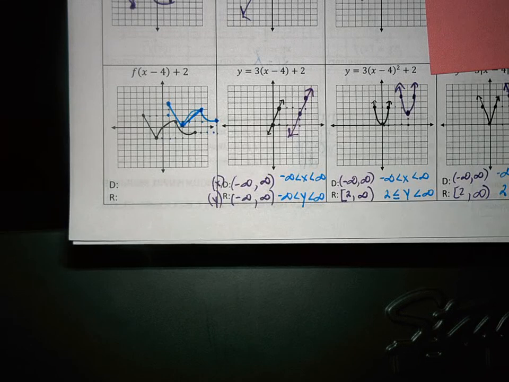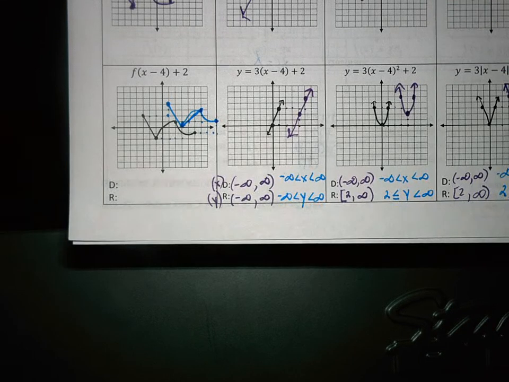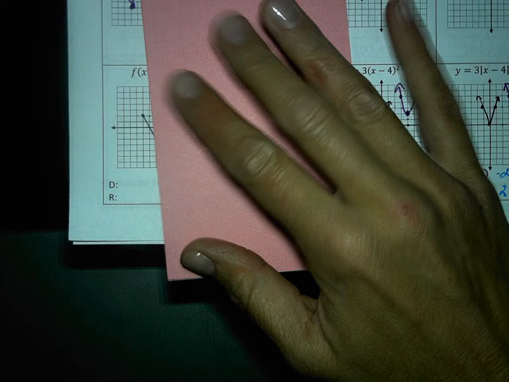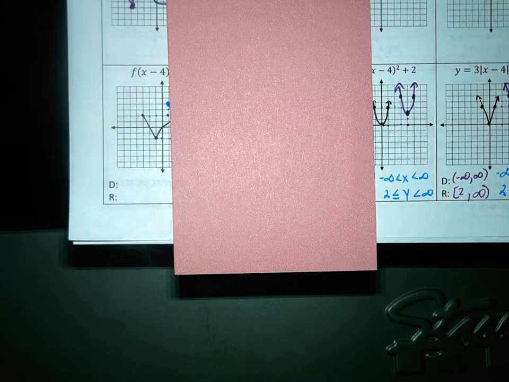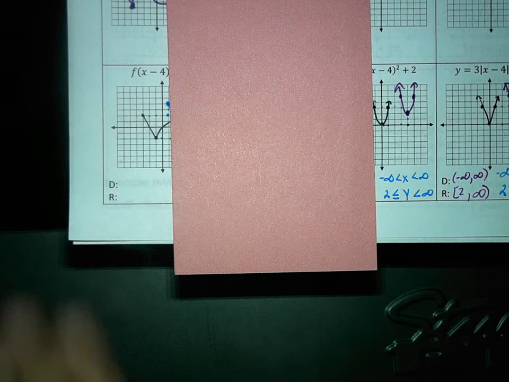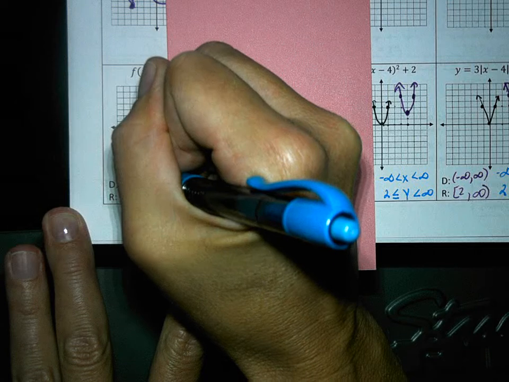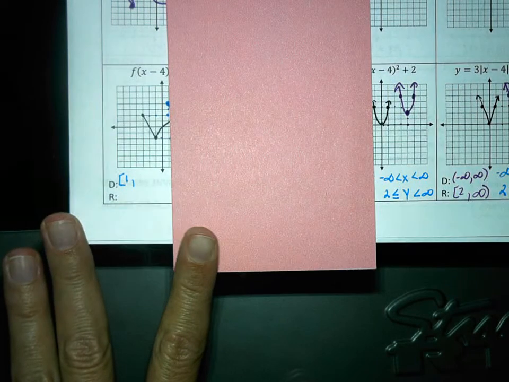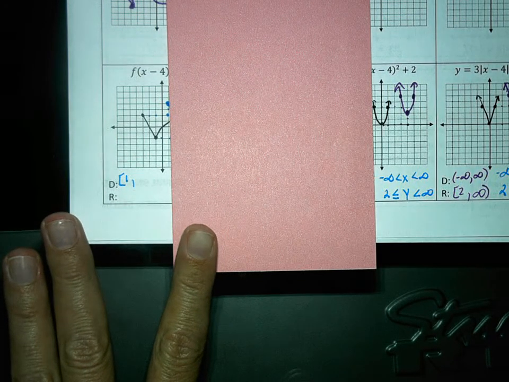There's no arrows on this one, so there's endpoints, right? And so what is my smallest x value? 1. Is it equal to 1? Yes. So I'm going to use a bracket. So we have bracket 1. Everybody good with that? Yes, Denise.